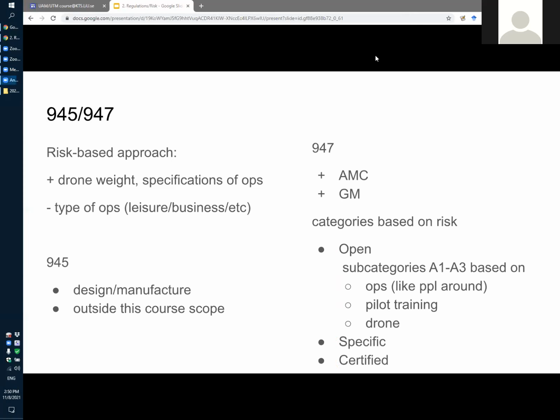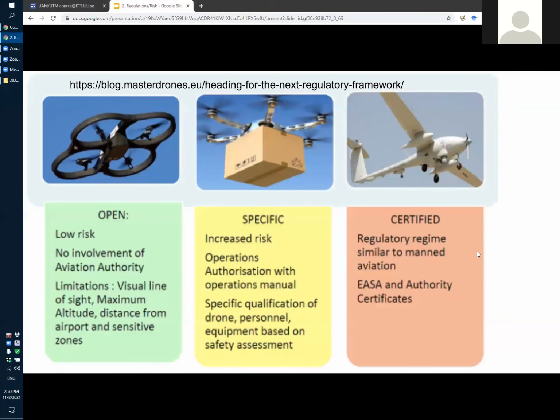You really have to be certified. You have to be like the conventional aviation. Here is the picture, which is probably worth more than whatever words I said on the previous slides. Yes, so open, low risk, quite a few limitations on what you can do, but you can just go ahead and do it.